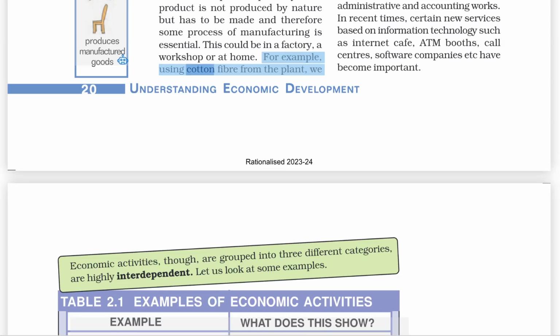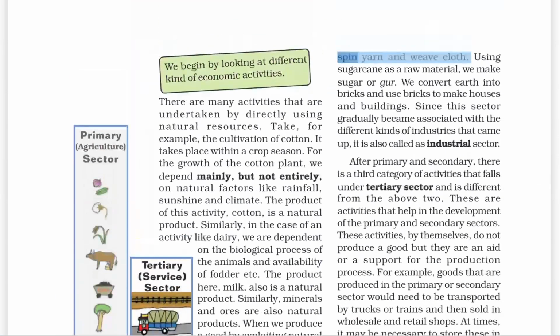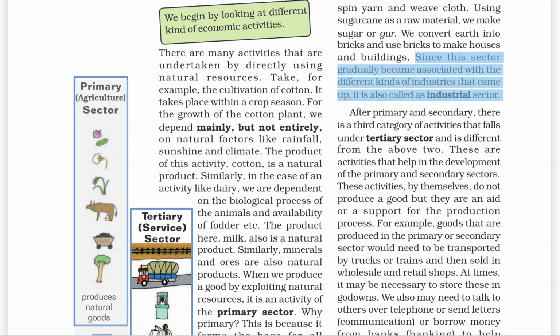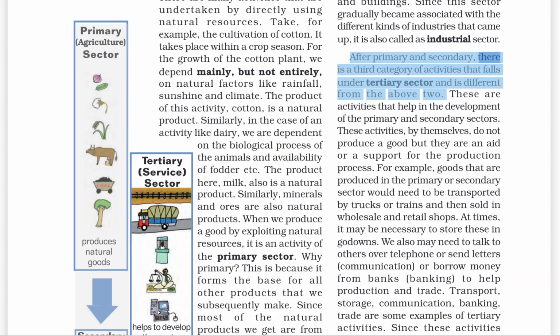For example, using cotton fiber from the plant, we spin yarn and weave cloth. Using sugarcane as a raw material, we make sugar or gur. We convert earth into bricks and use bricks to make houses and buildings. Since this sector gradually became associated with the different kinds of industries that came up, it is also called as industrial sector. After primary and secondary, there is a third category of activities that falls under tertiary sector and is different from the above two.